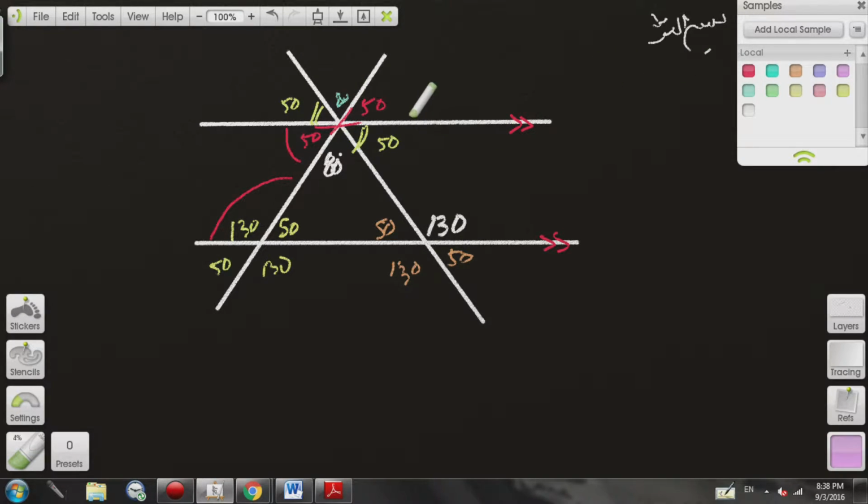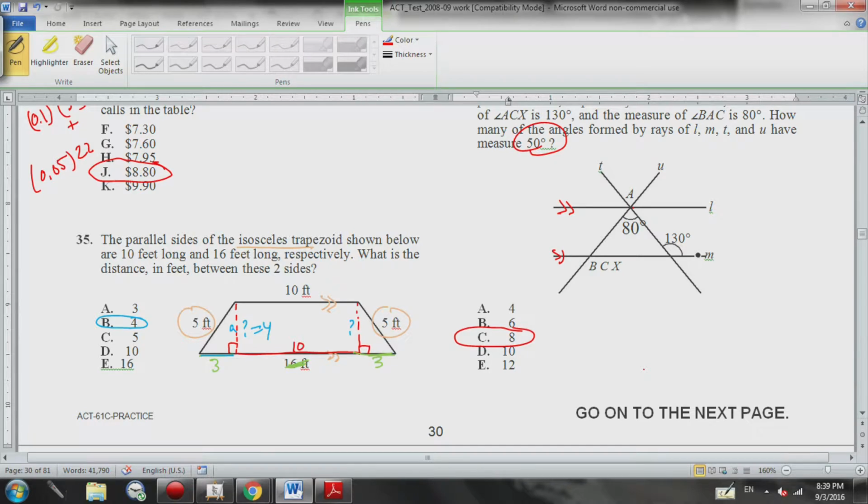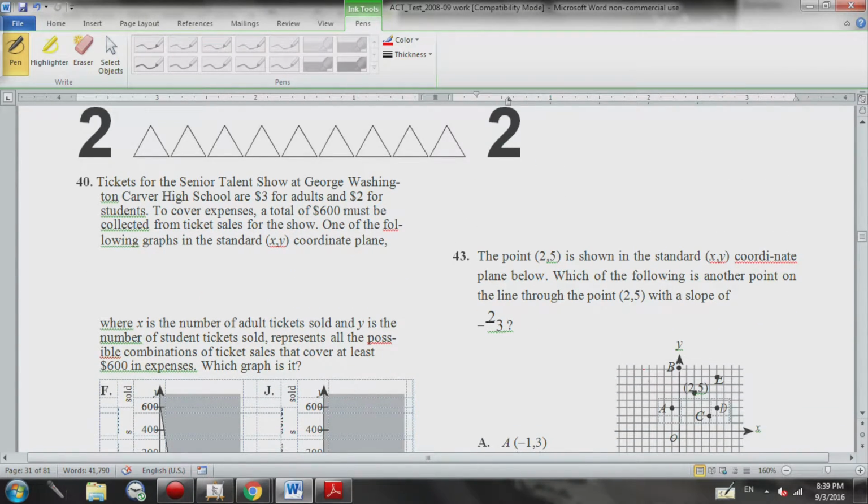Let's count how many 50 degrees. There's 1, there's 2, there's 3, there's 4. There's 5, there's 6, there's 7, there's 8. There are 8 angles that are 50 degrees. And the answer, therefore, is 8. Okay. All right, that's 39. Number 40.